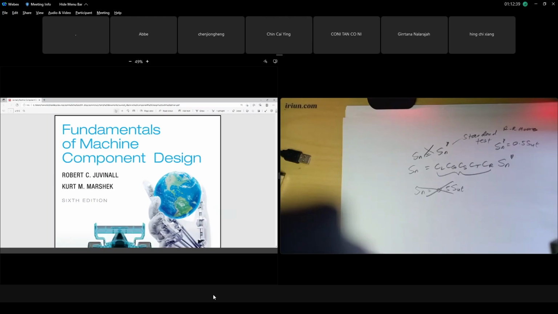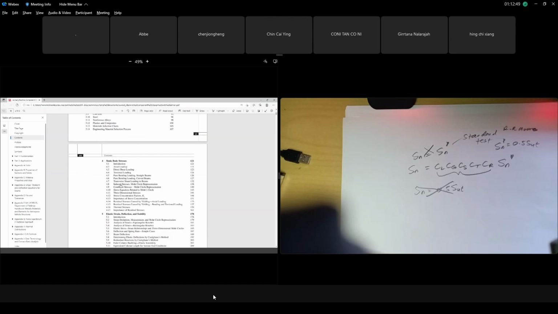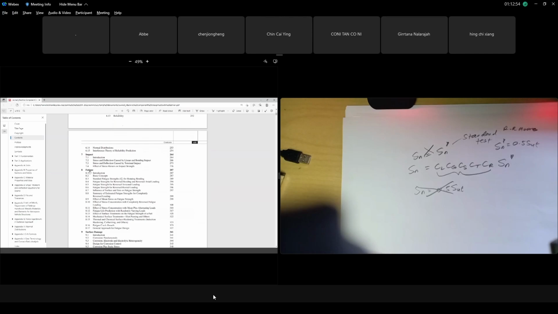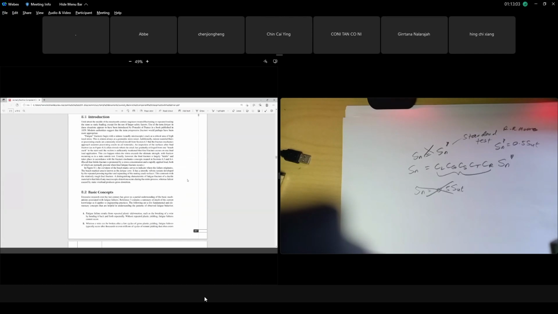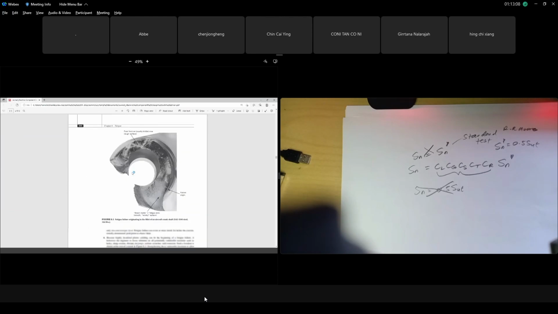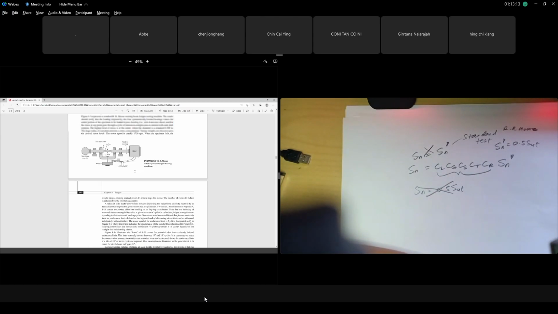What page is fatigue analysis? What chapter is that? Fatigue analysis is chapter 8. You can see here, chapter 8. We'll skip through. If you can, please read it. Read what is important. I try to explain it the easiest way, but everything is in the textbook.